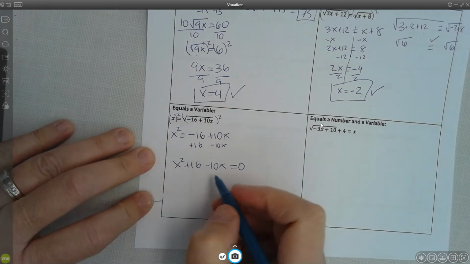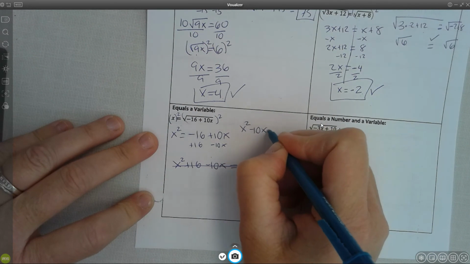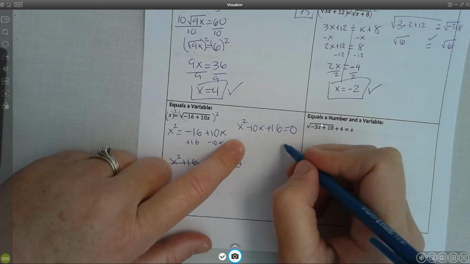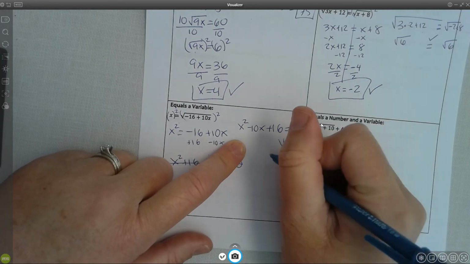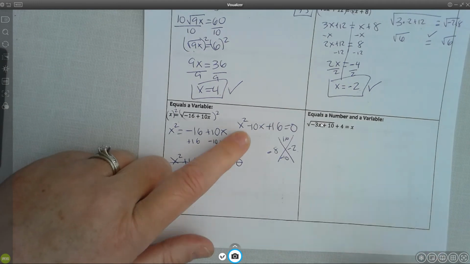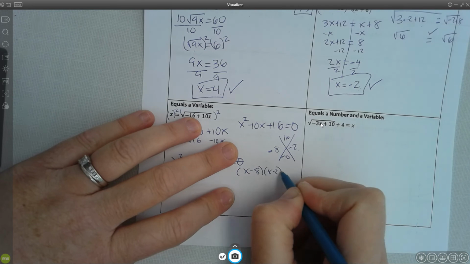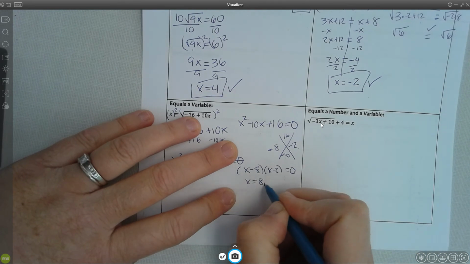Oops, I should have written that. Let me write this in the other form. The x should be the middle term. So if the x is in the middle, you're going to do 16 and negative 10. So then that gives me x minus 8, x minus 2. It equals 0. So that gives me an 8 and a 2.